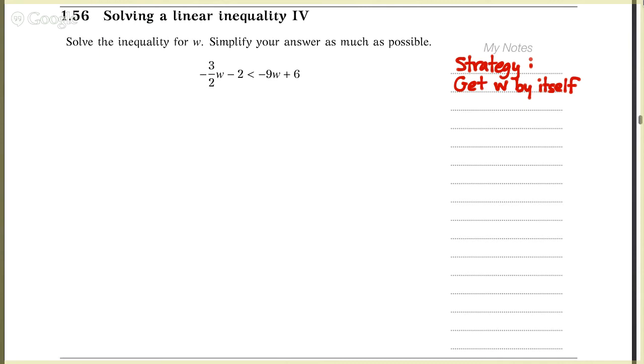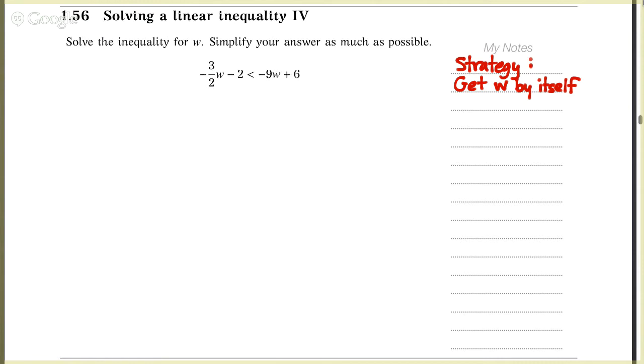This particular linear inequality has variables on both sides of the inequality, and it also has fractions, two of the features that make this the perfect kind of example to look at the techniques that you're likely to use, not just in this context, but in some other contexts as well. So let's take a look at what it's going to take to solve this particular linear inequality for W.